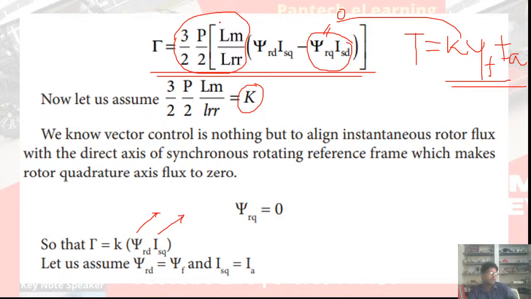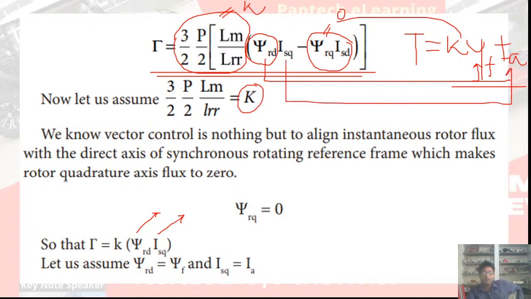This K is constant, and this psi RD I can equate it to my field flux, and the ISQ I can equate it to armature current.